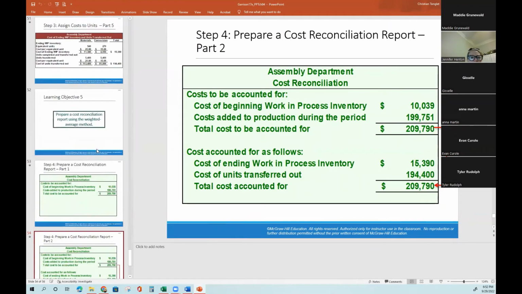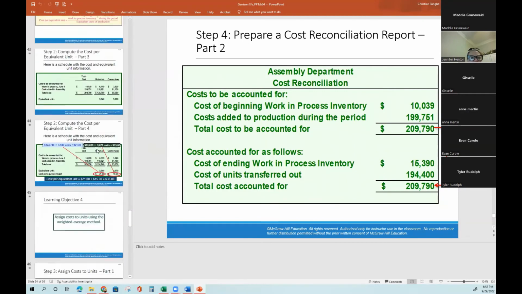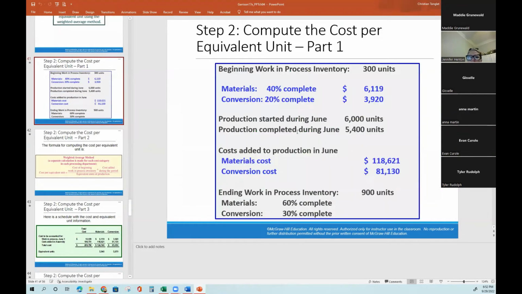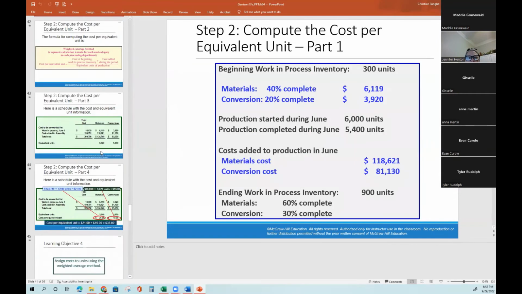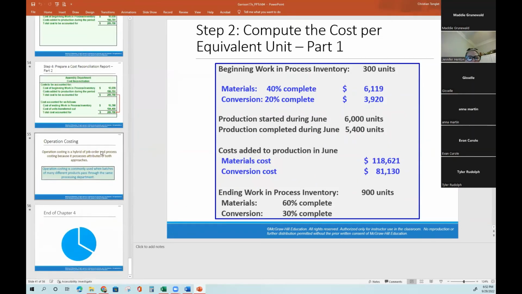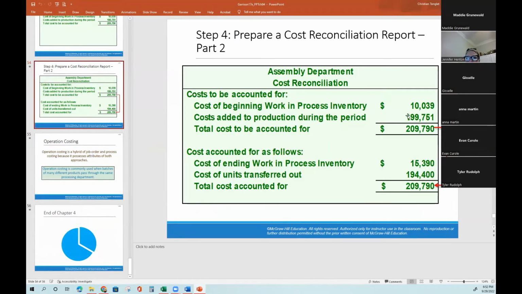And then if you go back and look at the costs that were given to us for what was added to production, you add these two together, and that gives you the second number. That's your total cost that was added during production, 199,751. And that's how we came up with the total of the 209,000. So that's where these numbers came from.